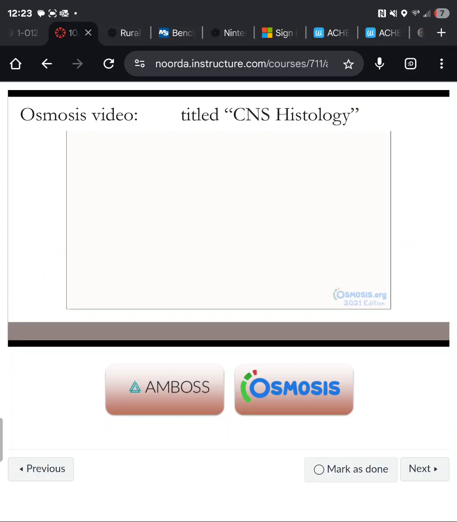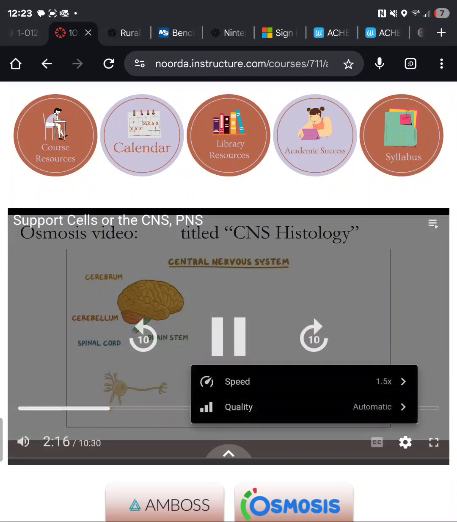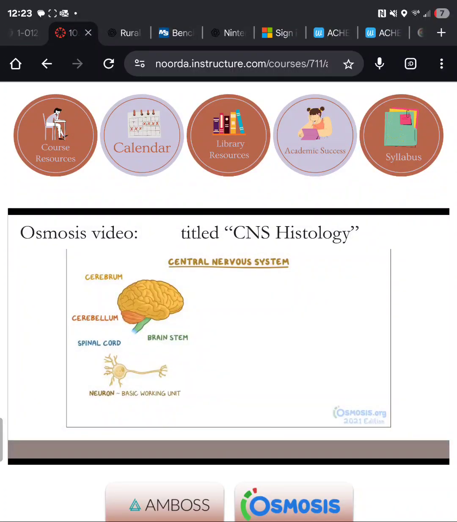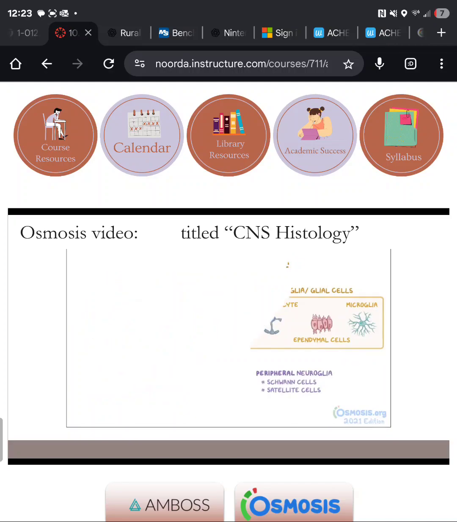The central nervous system, or CNS, consists of the cerebellum, cerebrum, brainstem, and spinal cord. The neuron is the basic working unit of the nervous system, and the neuroglia, or glial cells, are the non-neuronal cells that support and protect the nervous system. The central neuroglia includes astrocytes, oligodendrocytes, ependymal cells, and microglia. The peripheral neuroglia includes Schwann cells, satellite cells, and a number of cells associated with specific organs.